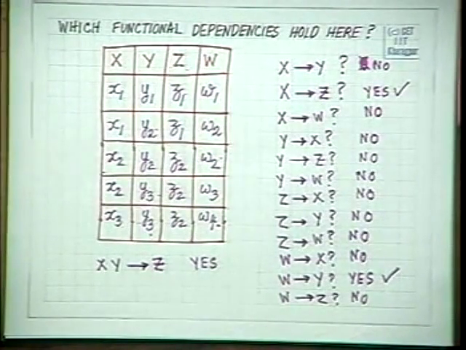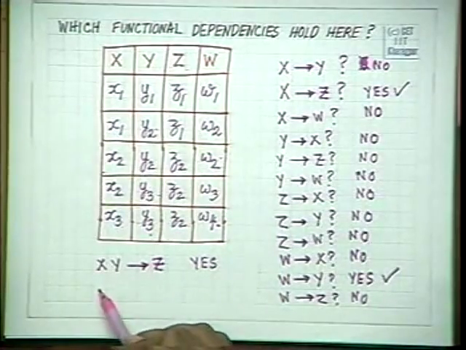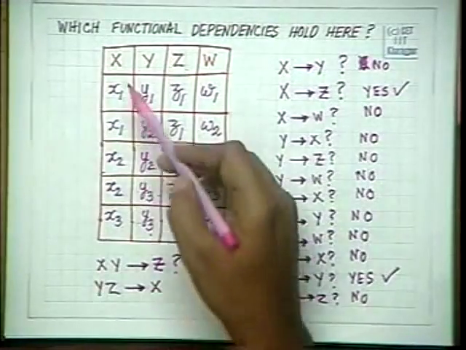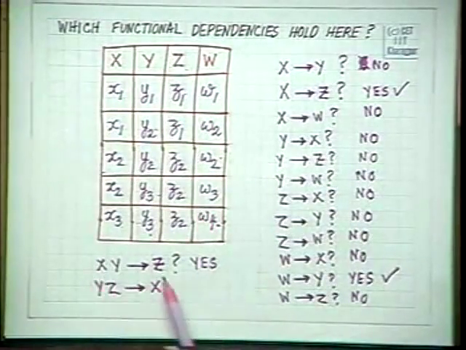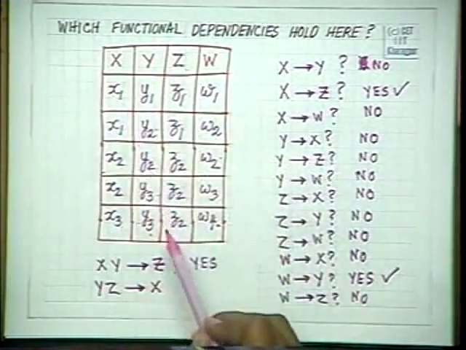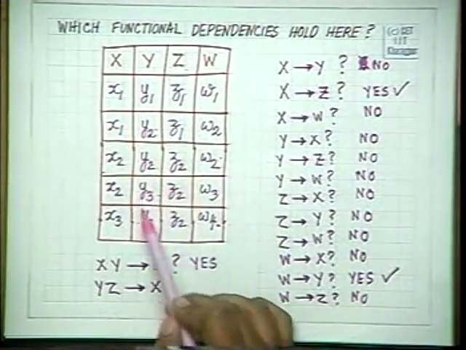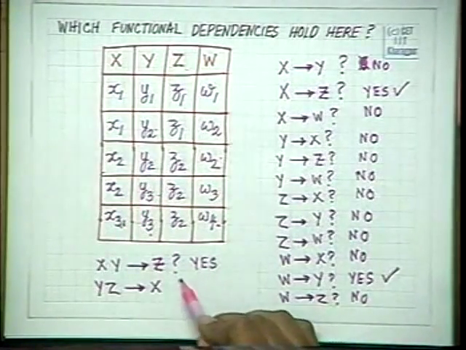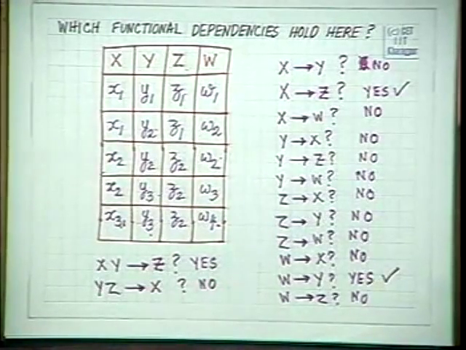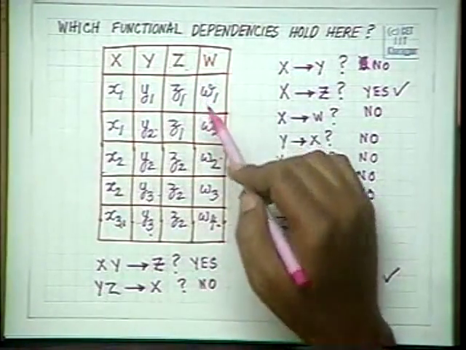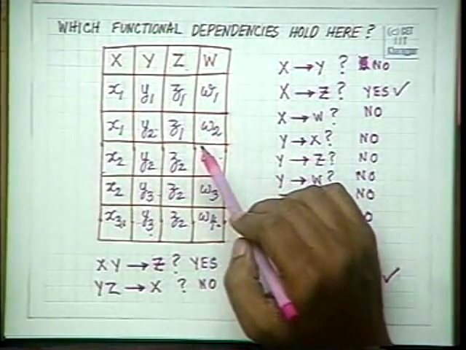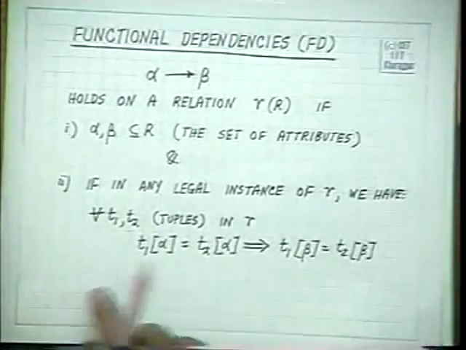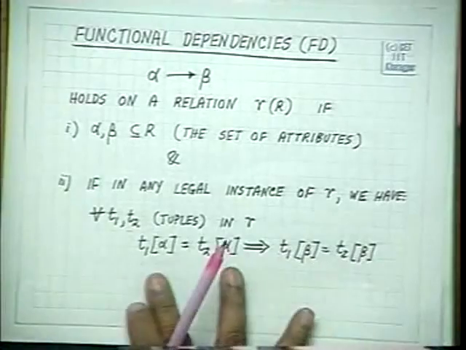Similarly, but we cannot say y and z gives x. There is nothing here which violates x y gives z. But let us see y z gives x. Here we have two tuples which are the same in y z and different in x. So this does not hold. So a functional dependency does not hold only if it is violated. Otherwise, by default it is true. That is the definition here. If these two are equal, this must be equal. If these two are not equal, I don't care.